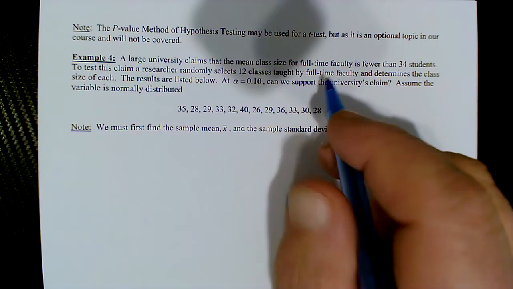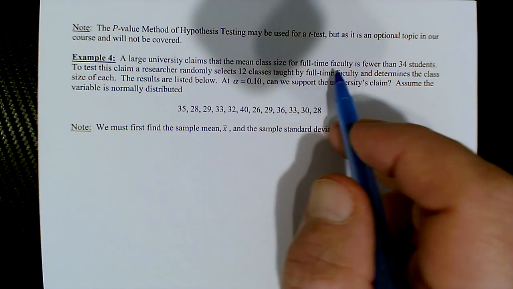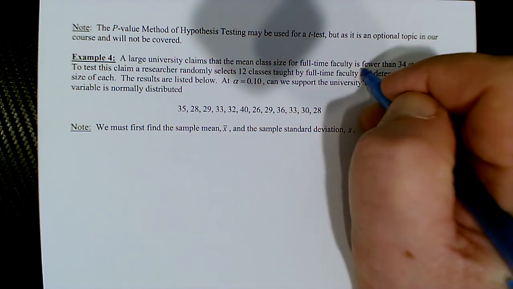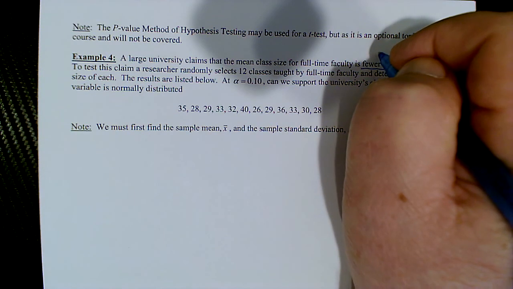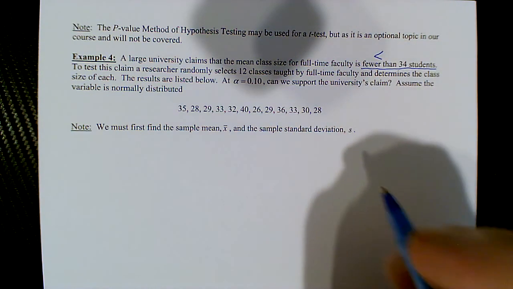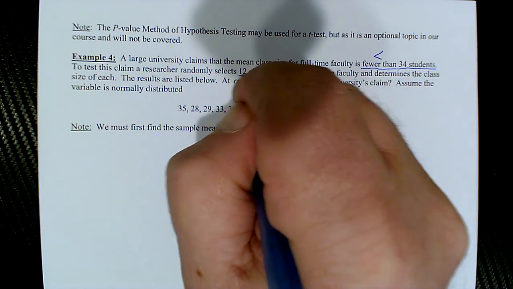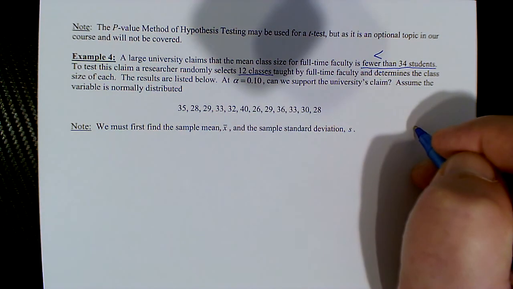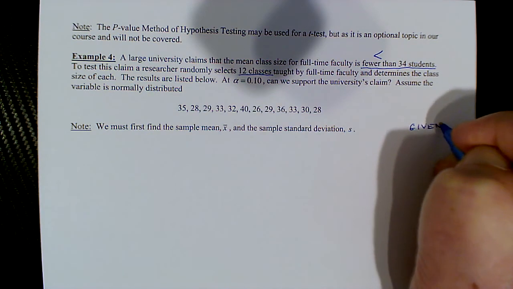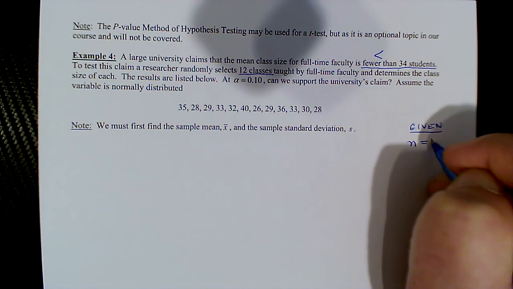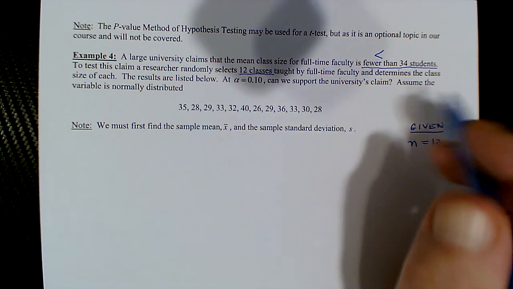So a university claims the mean class size for full-time faculty is fewer than 34 students. So fewer than means strictly less than. And to test the claim, we select 12 classes. So in the given information, sample size is 12. And here's actually the 12 class sizes. And the results are listed below as it says.